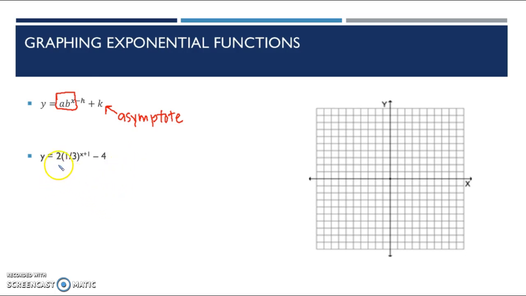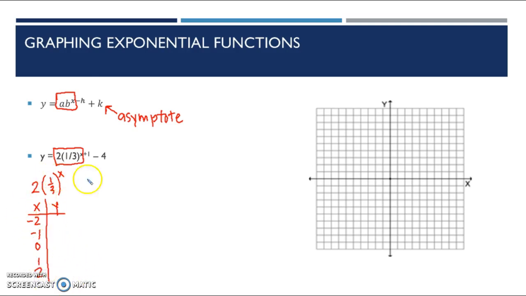So for our example, we have 2 times 1/3 to the x plus 1, minus 4. I'm going to make my table for everything to the left of that x. I'm going to ignore the h and the k for now. So my table is going to be for 2 times 1/3 to the x, and my table is the same table every time: -2, -1, 0, 1, and 2.